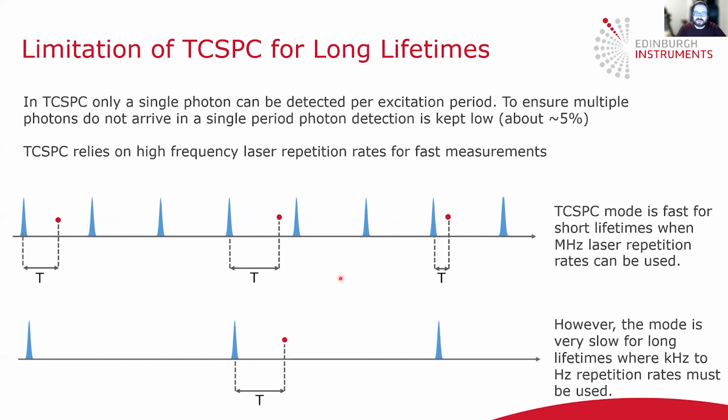So when you have short lifetimes, you can set your laser to a very fast repetition rate in the megahertz range, and you can therefore measure many photons very rapidly, and the technique is efficient. But when you're measuring materials with much longer lifetimes, you've got to reduce the repetition rate of the laser, and the technique becomes very slow because most of the time the spectrometer spends measuring no photons at all. It's waiting on photons to arrive.